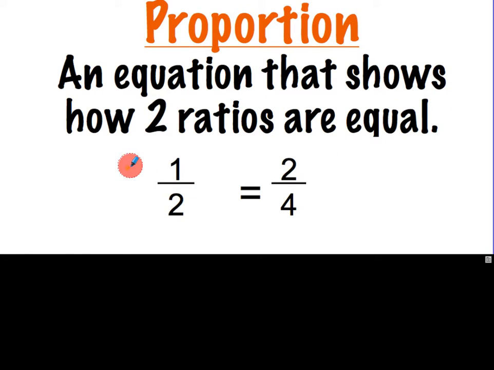So like here where we have one red dot to two yellow dots would be proportional to having two red dots to four yellow dots. Okay. All right, our next word.